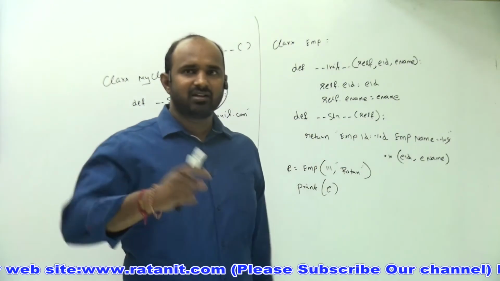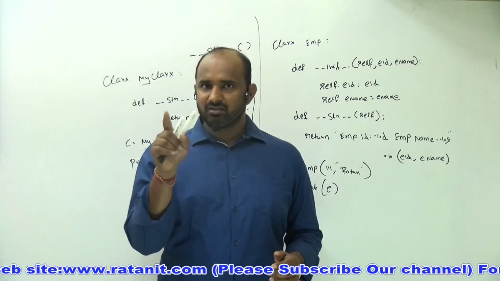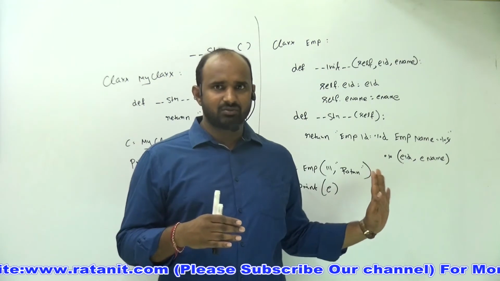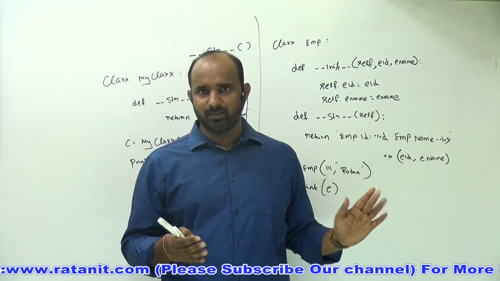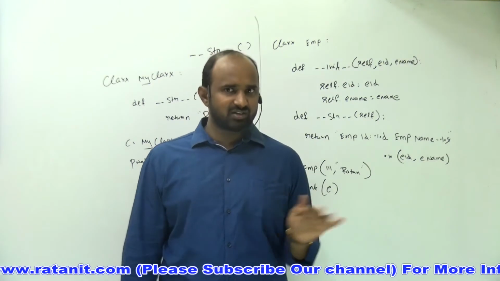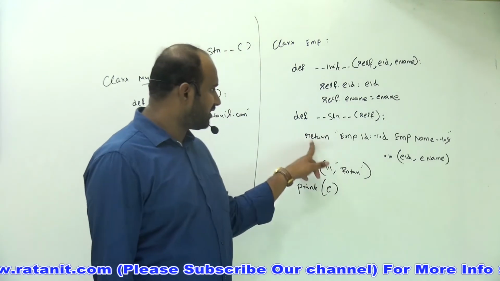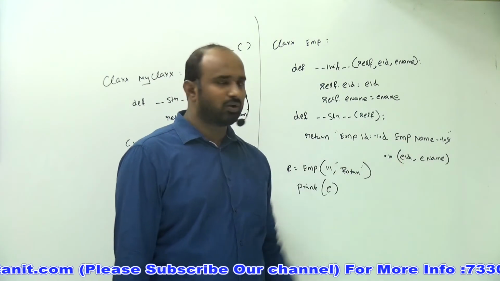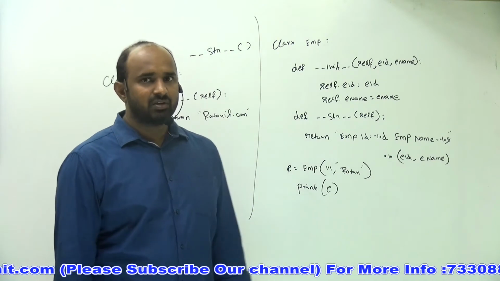Because some guys are writing Ratan sir empty string plus EID, but EID is an integer type. We are passing an integer value. Then the empty string is a string type. Combining two different types of data is not allowed, right? That is the reason: return of employee ID percentile D, employee name percentile S, employee ID and what? Employee name. That's it. Very clear?